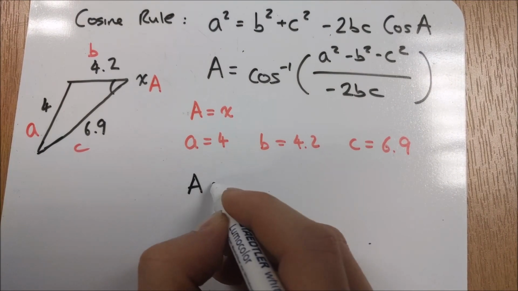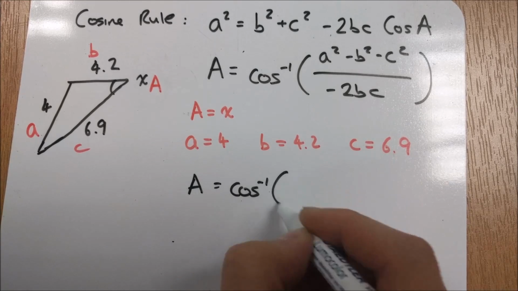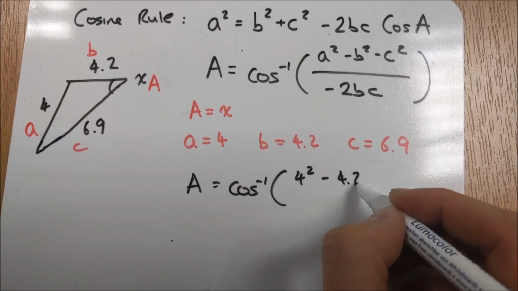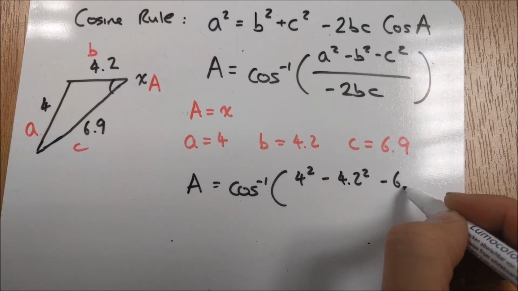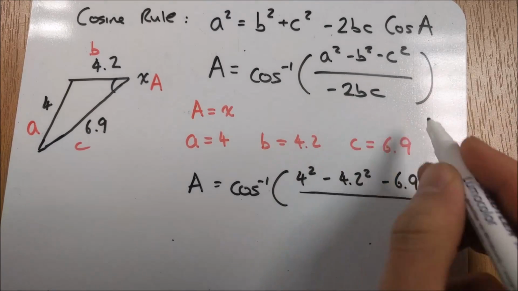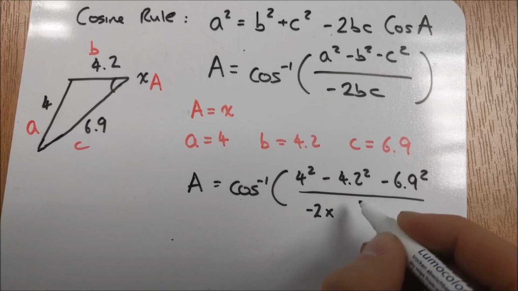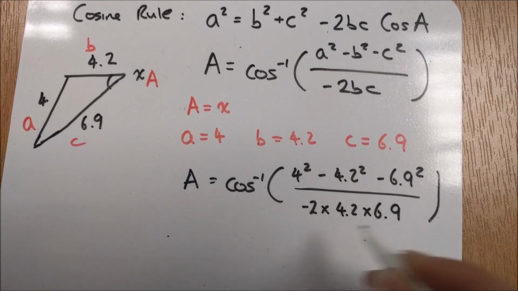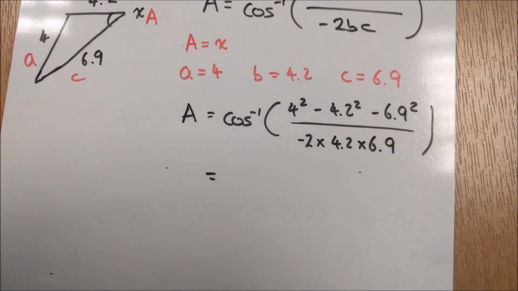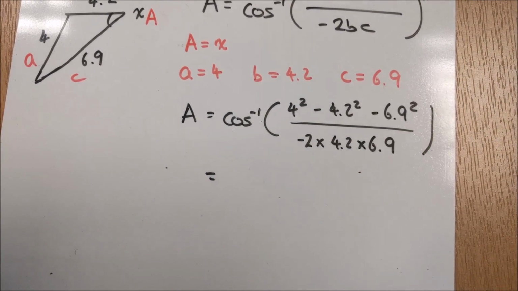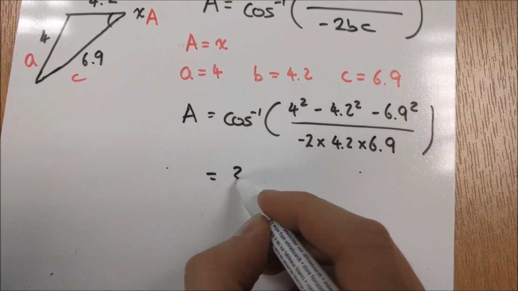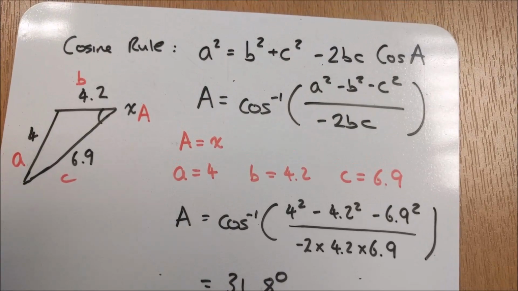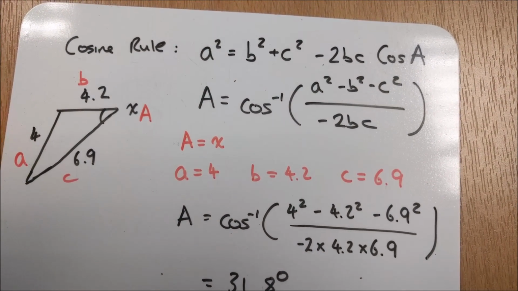Once you have these values, all you need to do is put them into your equation. So I have capital A equals cos to the minus 1 of a squared, which is 4 squared, minus b squared, which is 4.2 squared, minus c squared, which is 6.9 squared, divided by minus 2bc, which is minus 2 times b, which is 4.2, times c, which is 6.9. And then all you need to do is put this entire massive equation into your calculator, and you should get an angle of 31.8 degrees. And that is your final answer, and that is how you solve an angle using the cosine rule.